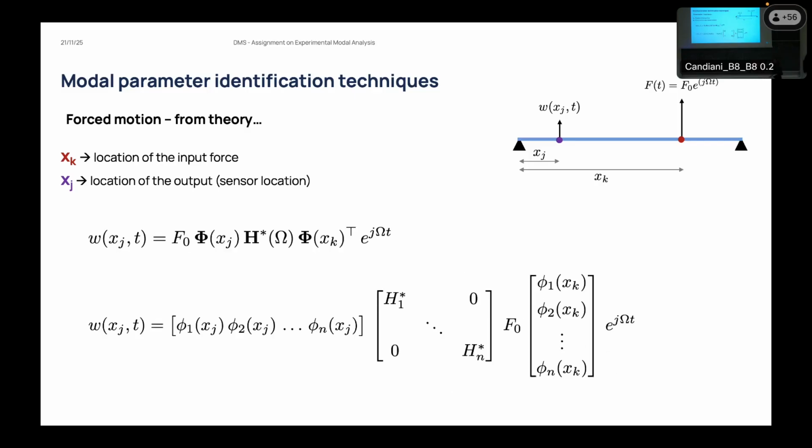Why do we need to write all of those formulas? Because we want to highlight one thing. That is, if I'm going to measure the response of the system over a certain location, that in this case will be xj, and I'm applying a force over the position xk, if I know those two quantities, I must know how those two quantities are referred to the modal parameters that are contained within this H star matrix.